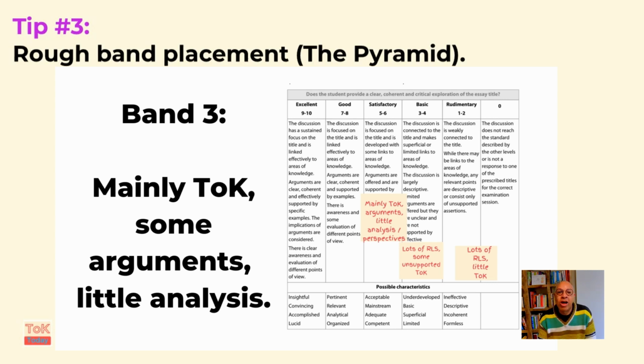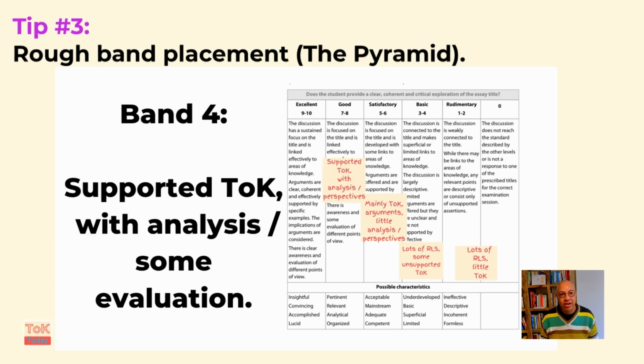And we've got some knowledge arguments being made, but there's little analysis of those knowledge arguments. So knowledge arguments and counter-arguments or counterclaims would be stated, but they're not particularly analysed or evaluated. There may be some RLS there, which is sort of linked, but very little analysis of the points.